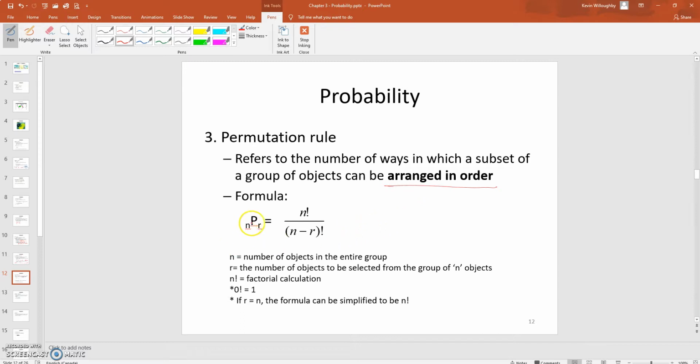Here's the formula. nPr equals n factorial over n minus r factorial. That exclamation mark is read as a factorial. So a couple things to keep in mind with factorials. I do have some videos on factorials, so it's a good idea to watch that. But a factorial, let's just do this up here. Say we have 5 factorial. 5 factorial basically is the whole numbers going down from 5 all the way down to 1.